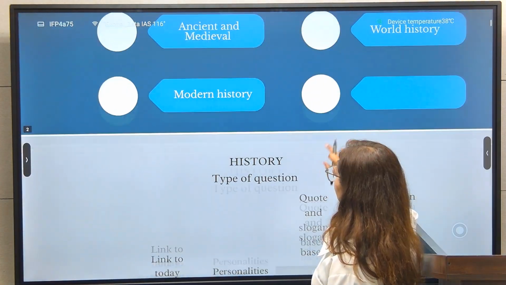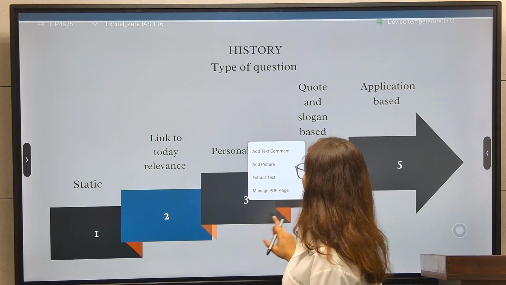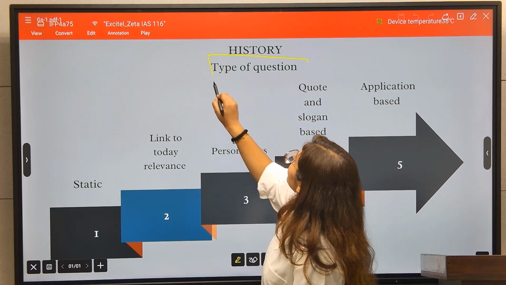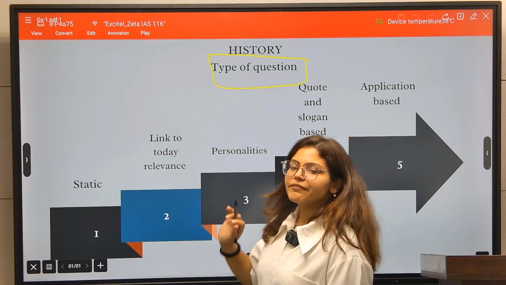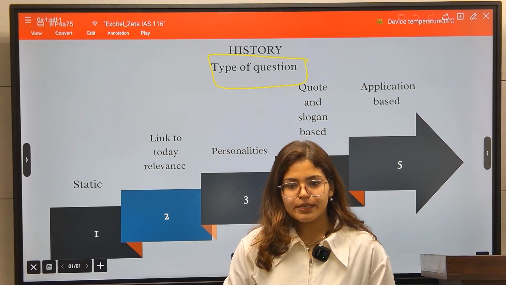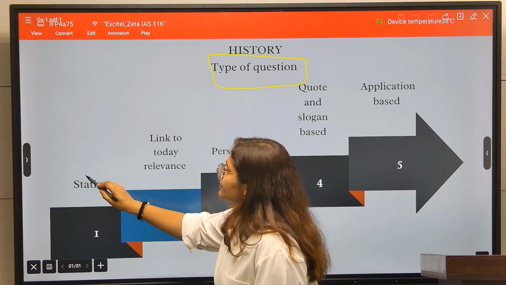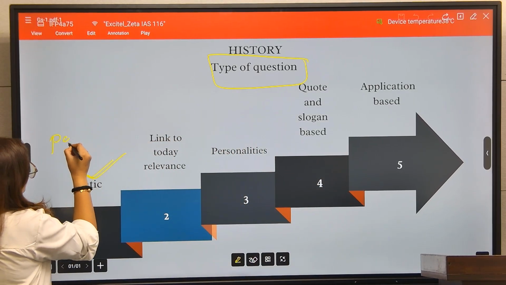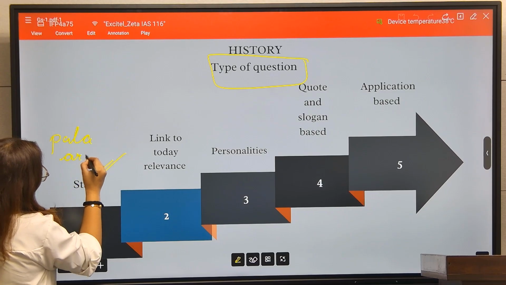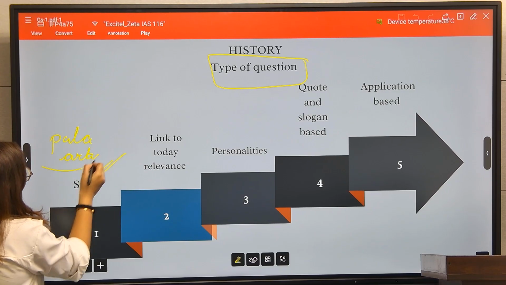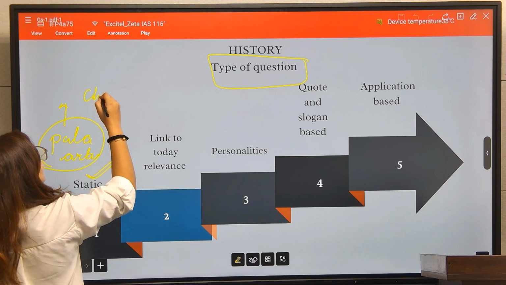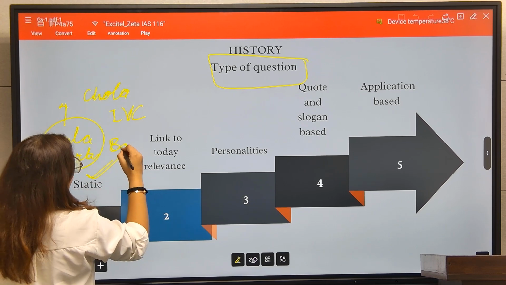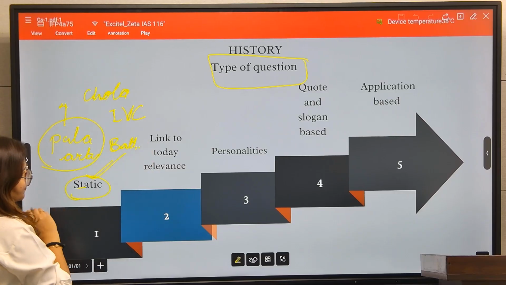So let's go to the type of questions that have been asked by UPSC in the history portion. There are 5 types of questions that have been asked by UPSC in the history part. One is the static question, like Pala architecture, Chola architecture, IVC, Battle of Panipat. So this is the static part.